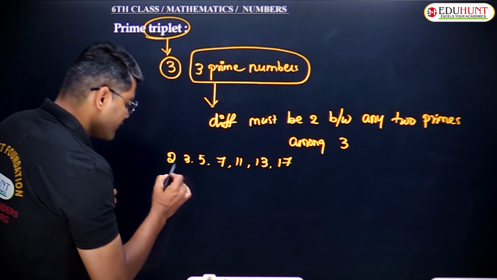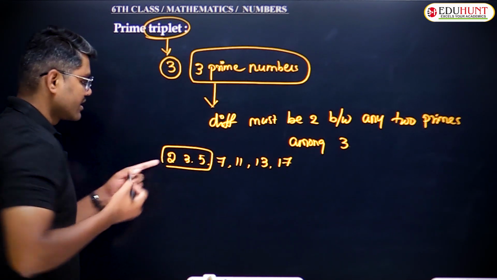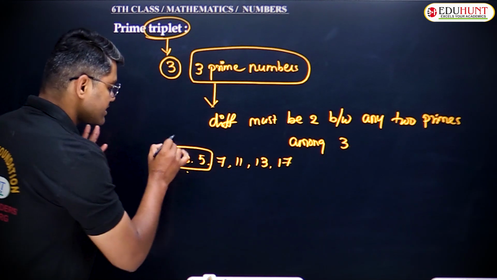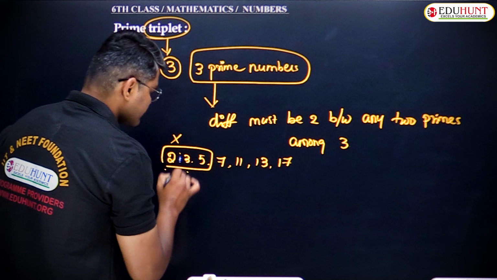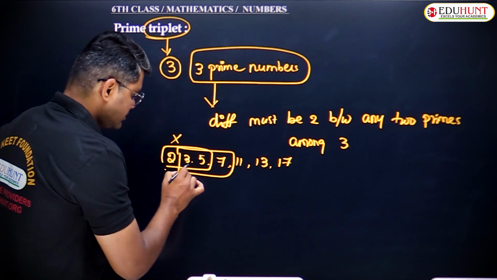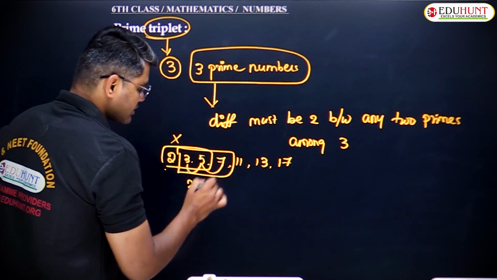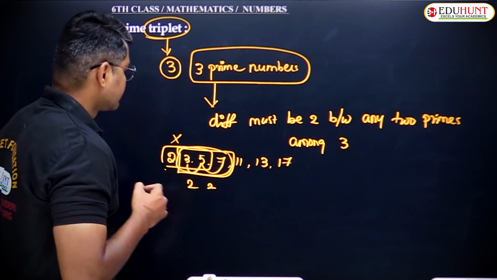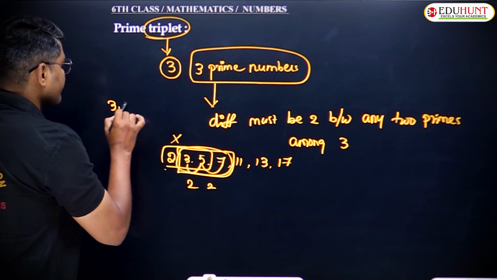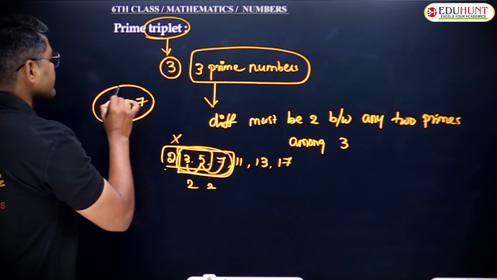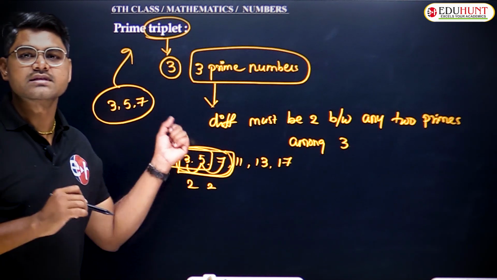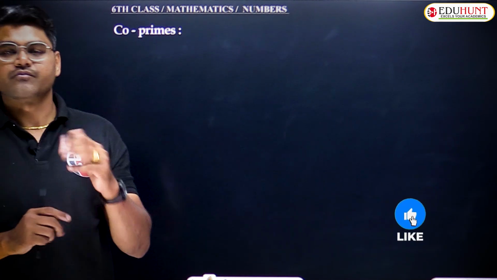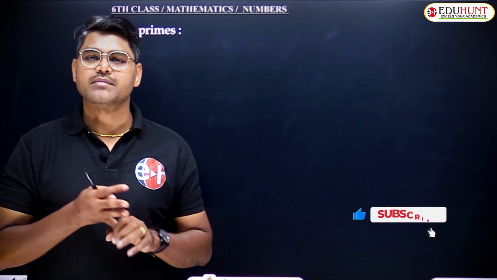Now if I take 2 and 3, the difference is 1, so the difference is not 2. If I take these 3, 5, 7, here also the difference is 2, so this is one pair. 3, 5, 7 forms a prime triplet. This is all about prime triplets. We have seen prime triplets, prime numbers.